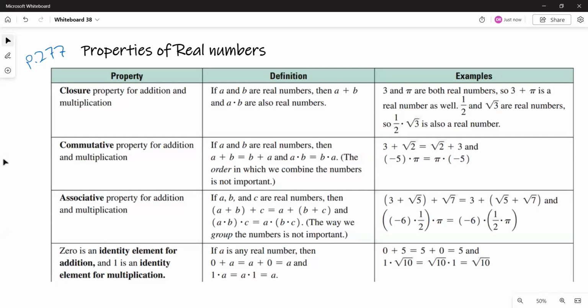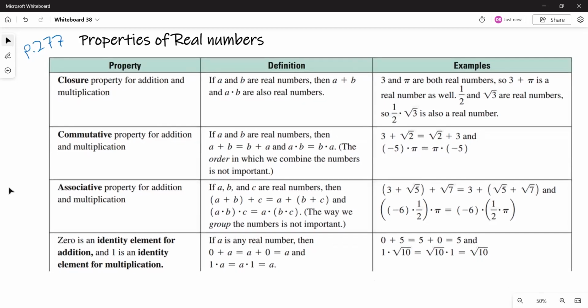The second property is the commutative property. If A and B are real numbers, then A plus B equals B plus A. And same with the multiplication, A times B equals B times A. The next property is the associative property. If A, B, and C are real numbers, then it's the same if you add the first two and then add the third one, than if you add the first and then the sum of the next two. And with multiplication, it works the same way. In other words, the way we group the numbers is not important. And with the commutative property, the order in which we combine the numbers is not important.